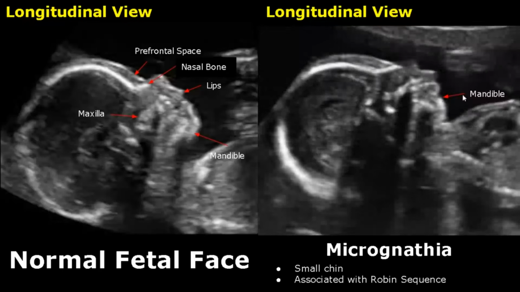Micrognathia refers to a small chin. It can be difficult to diagnose it because it can be subtle. Here we can see a small chin and it is not leveling with the upper jaw.